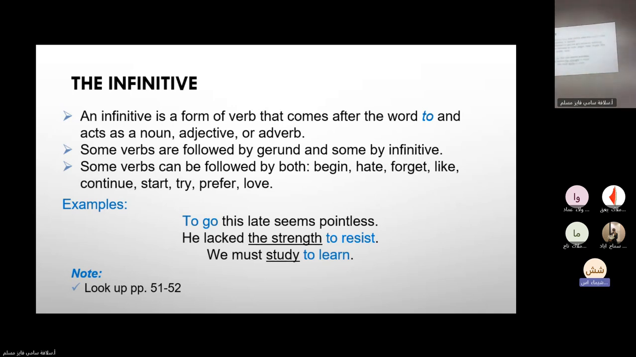He lacked the strength to resist. أجا محل in adjectives. Okay? We must study to learn. Must study to learn عشان محل in adverb الظرف. اوكي.